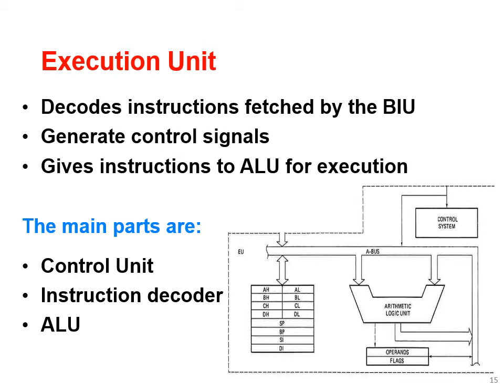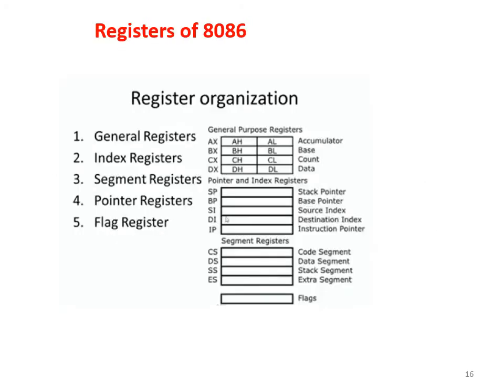You can see AH, AL, BH, BL, etc. They are all general purpose registers, and you have stack pointer, base pointer, etc., which were the offset registers for different segments which we have seen in the last slide. So these are the different registers of 8086. They are classified like general registers, index registers, segment registers, pointer registers, flag registers, etc.